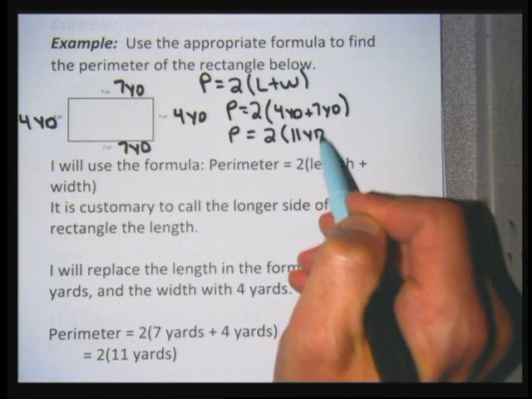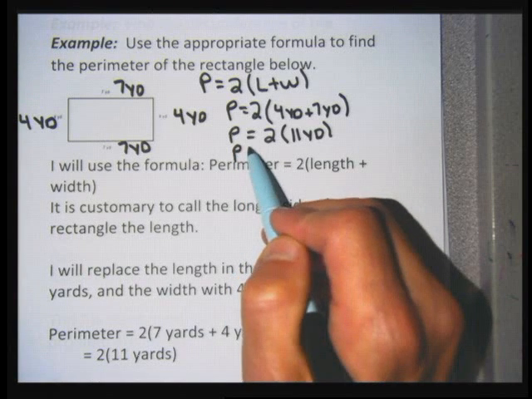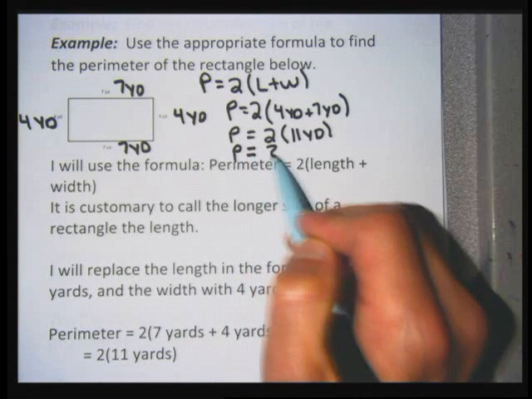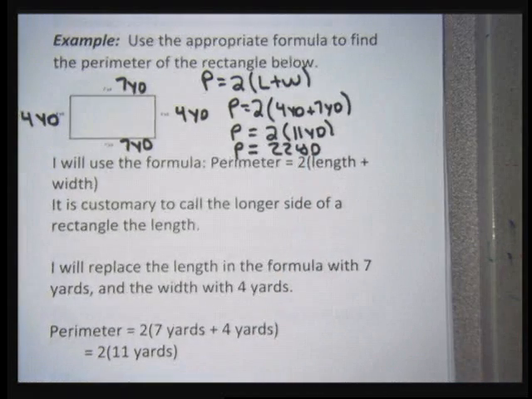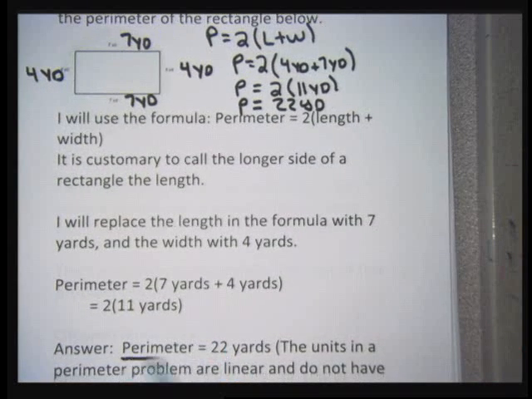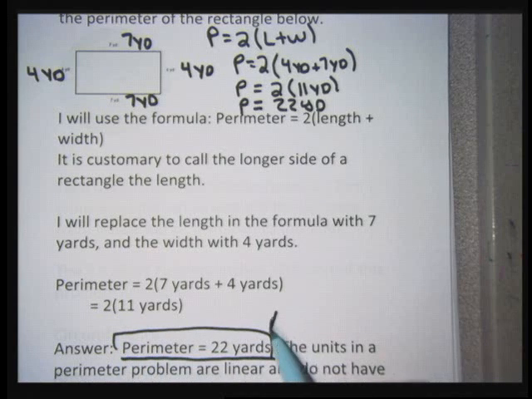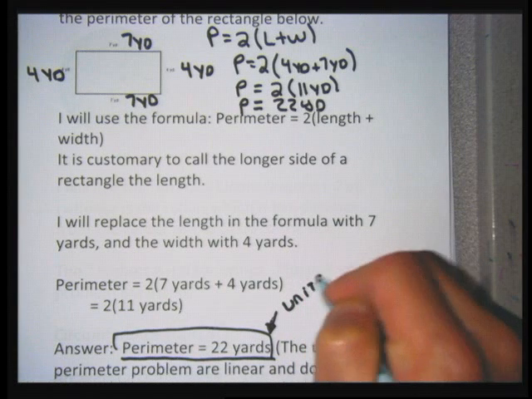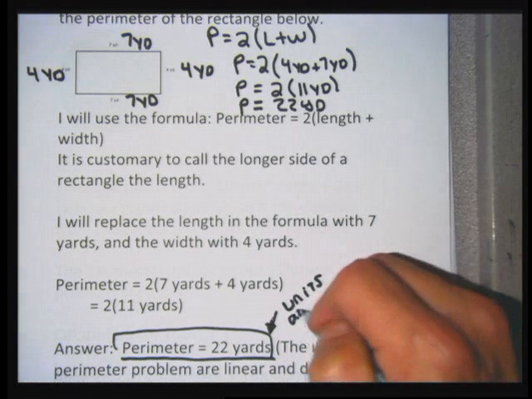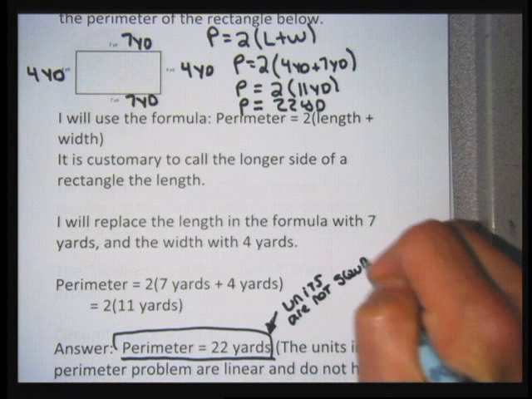When you're adding units, they stay. So 4 yards plus 7 yards is 11 yards. Now 2 times 11 yards is 22 yards. I'm using the letter P for perimeter, which is super common. So the perimeter of this shape is 22 yards. And it's real important, it shouldn't be square yards. Units, in this case yards, are not squared in perimeter problems.